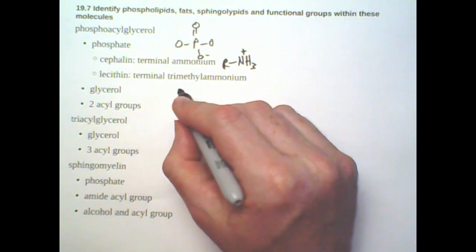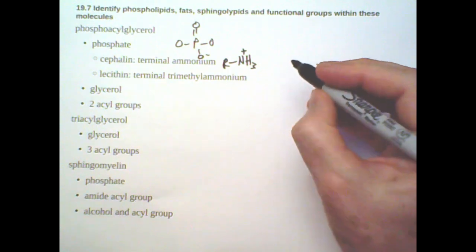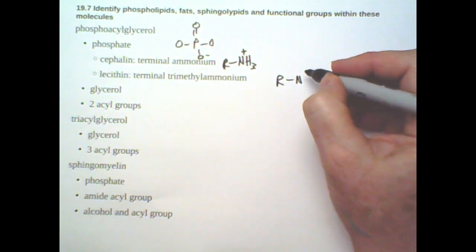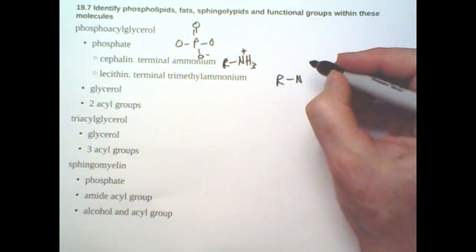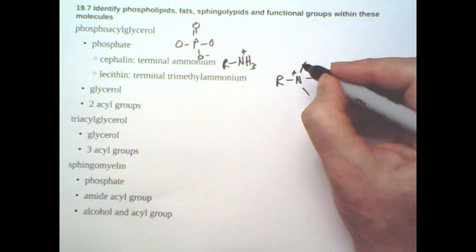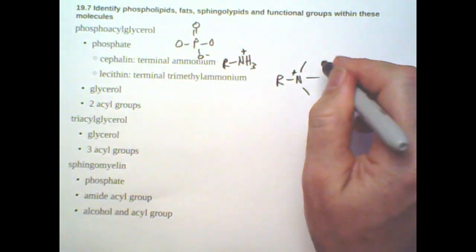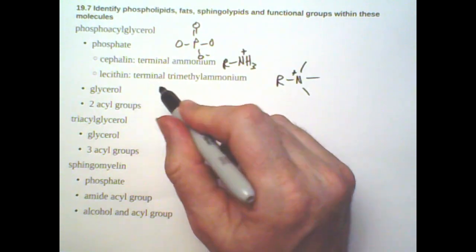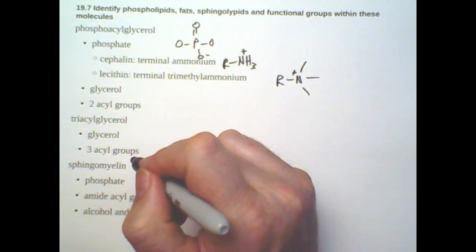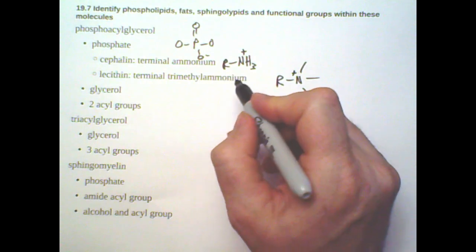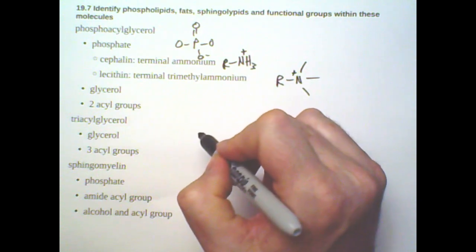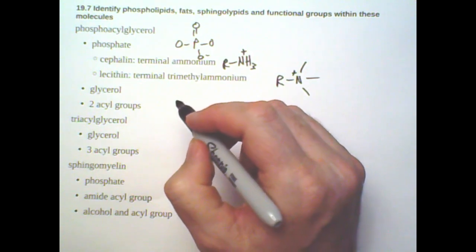Lecithins have trimethylammonium groups. So instead of just this ammonium connected onto the rest of the molecule, we're going to have 3 methyl groups connected. So these things you know about functional groups will help you identify and understand what's meant by the terminology. When someone says it's a cephalin and you're like, what's a cephalin? And you look it up and it says it has an ammonium group on the end of it, you're like, oh, I know what that is.